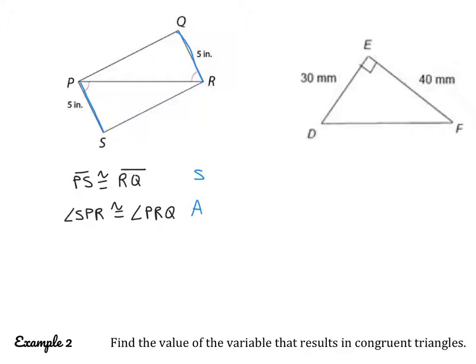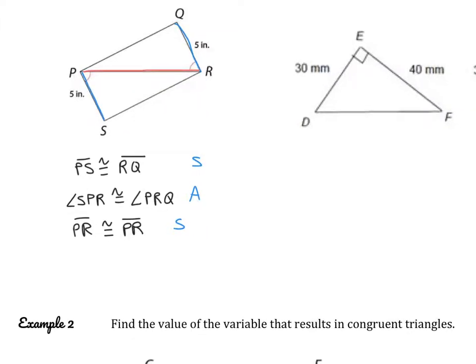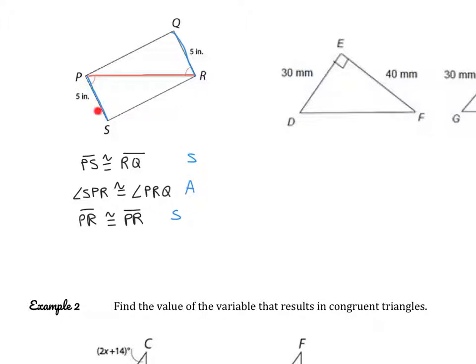And so we know that if we can show that another side is congruent, then we can use side angle side. Well, if you look, this middle side is actually part of both triangles. So here we could say PR is congruent to itself. And that would be the last part of side angle side. So I've shown that this bottom triangle is congruent to the top one.